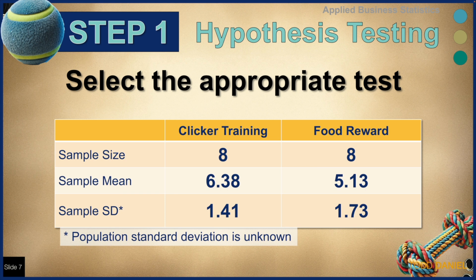Both the clicker training and food reward groups had a sample size of 8. Those groups were of equal sizes, but we can see that the sample mean was slightly higher for the clicker training group than for the food reward group, meaning the dogs in the clicker training group got more tasks correct than the ones in the food reward group. Although those sample means are fairly close together, they're fairly similar. The standard deviation for the clicker training group was a little bit smaller than for the food reward group, and with that, we know what we need to know in order to do this test.